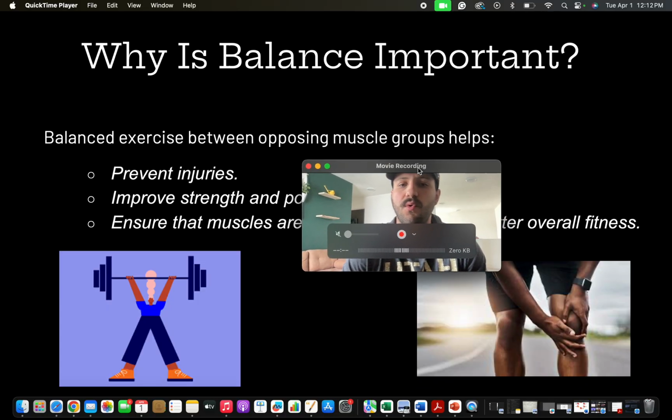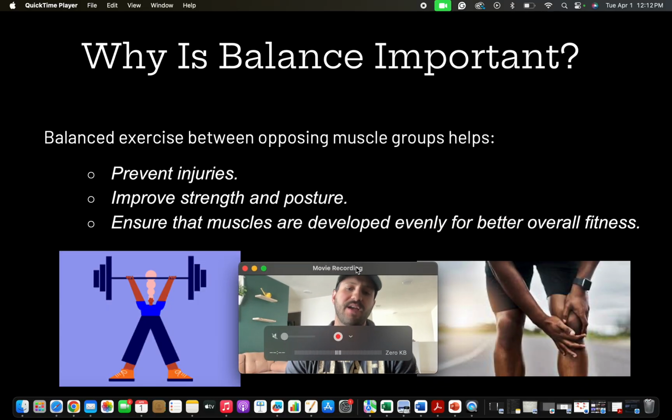Cool. So why is this important? Why are agonist and antagonist groups even important in exercises? I'll give you an example or a little story. When I was younger, I was playing soccer and I was going at it and tripped and broke my ankle. When I broke my ankle, my recovery was pretty harsh.